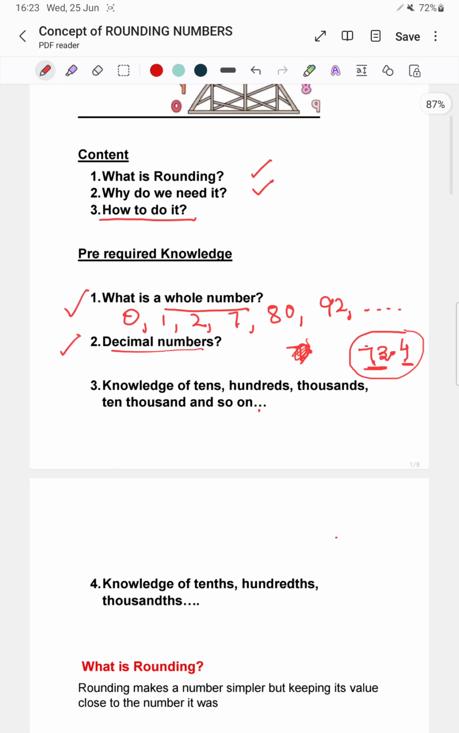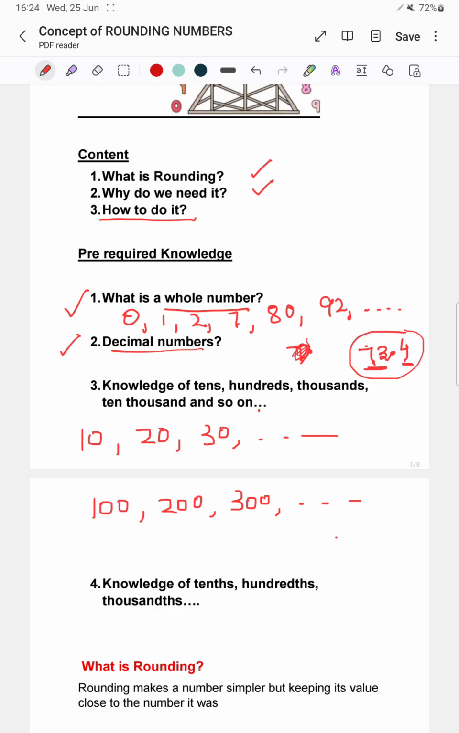Next comes the knowledge of tens, hundreds, thousands, 10,000s and so on. Because this concept of rounding we start from like year 2, year 3 and so on, all the terms must be known in order to understand this concept. So we must know what is the concept of tens, hundreds and thousands. When I say the numbers are in tens form, that means we can write them as 10, 20, 30 and so on. When I say hundreds, the numbers will be 100, 200, 300 and so on. Same is for the numbers in thousands.